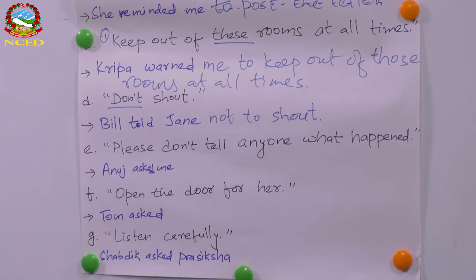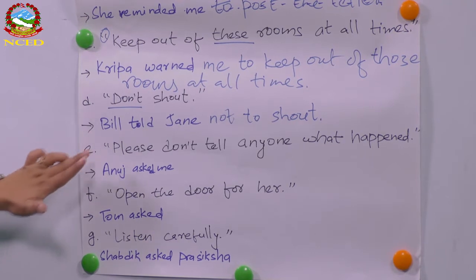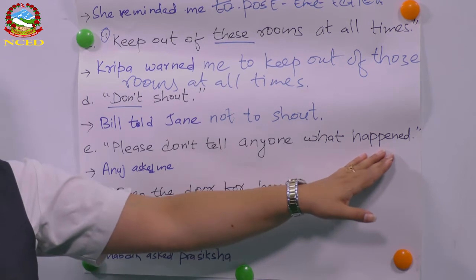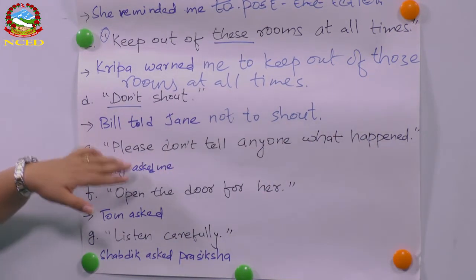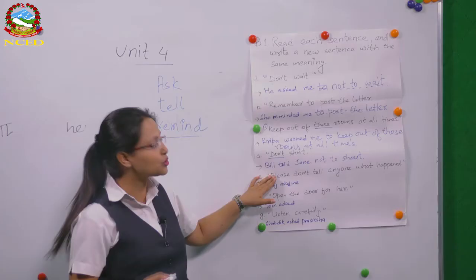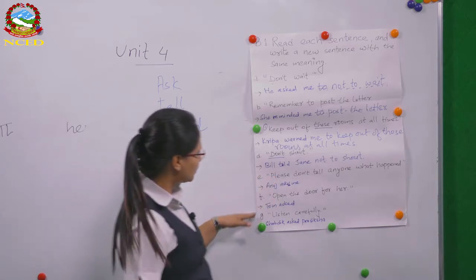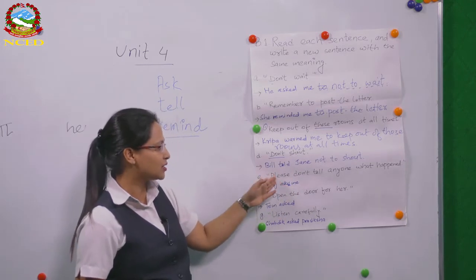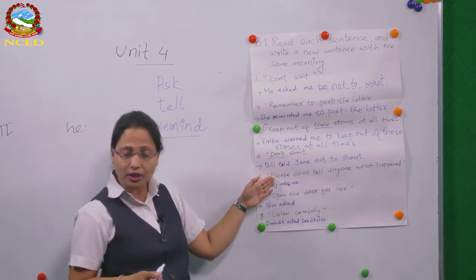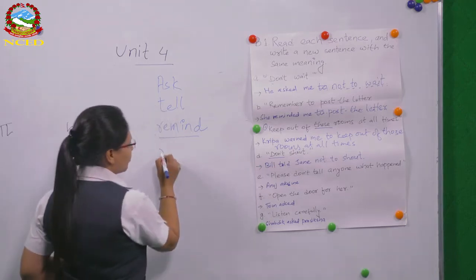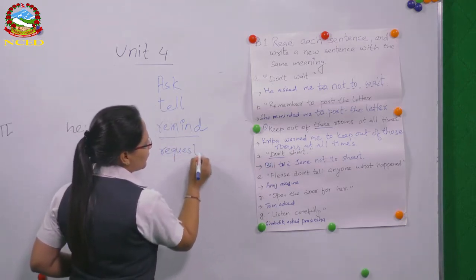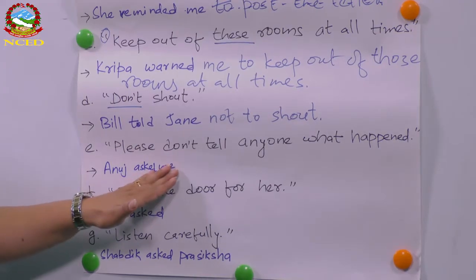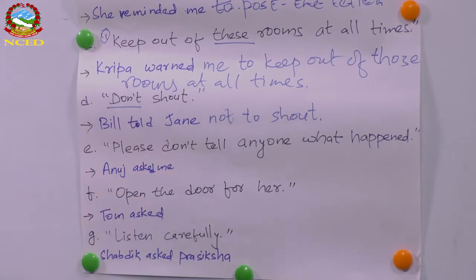Okay? Now E, please don't tell anyone what happened. Again, another imperative sentence. If there is please, it is usually a request. So in your book it's already written asked there, but instead of ask, if there is the word like please and if you are sure it is a request, you can also write request as a reporting verb. Okay? So Anuj asked me or Anuj requested me. Both are fine here. Okay?